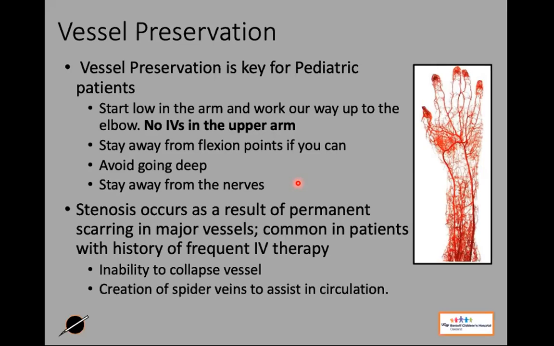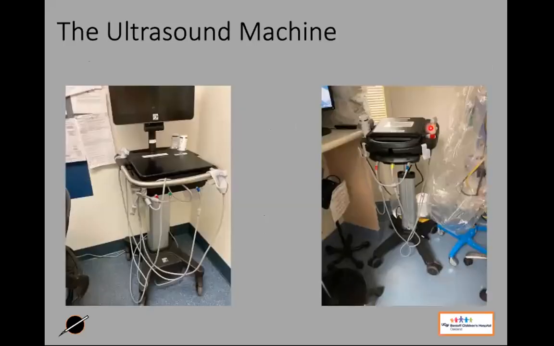They also cause spider veins to develop, accessory circulation to maintain blood flow to tissue. This image here is a casting of blood vessels in a patient's arm. So you can see where those capillary networks kind of congregate. Pretty cool. All right, we've made it to the part where we're going to introduce our ultrasound machines.